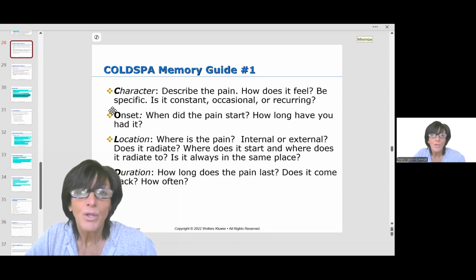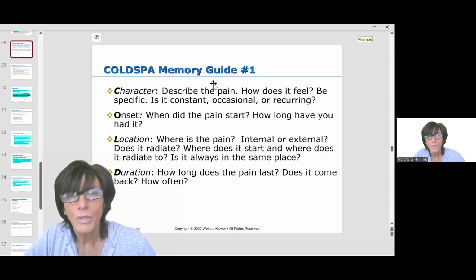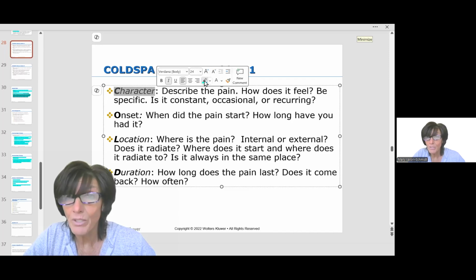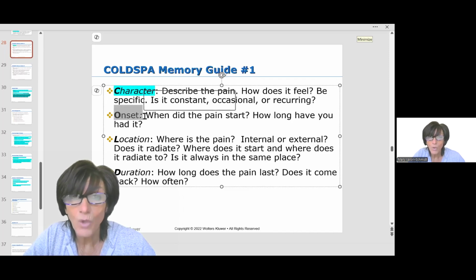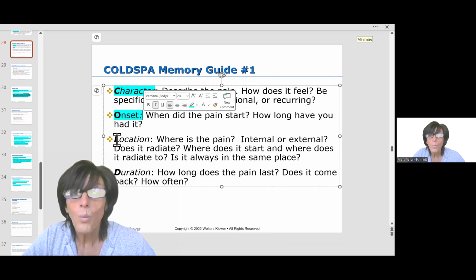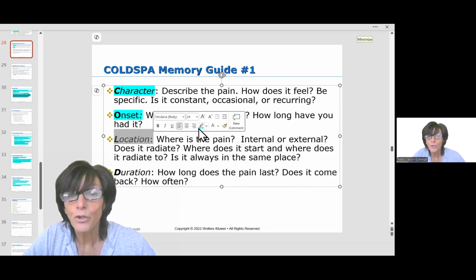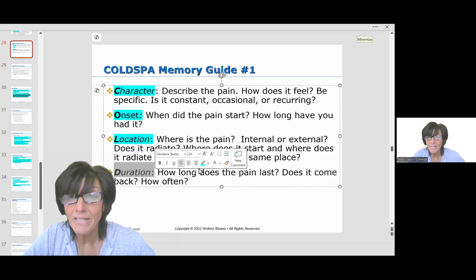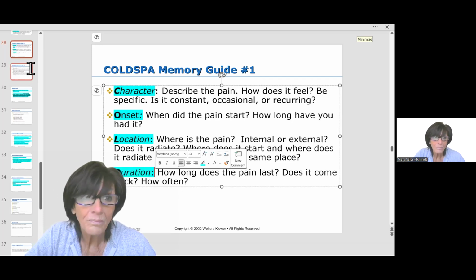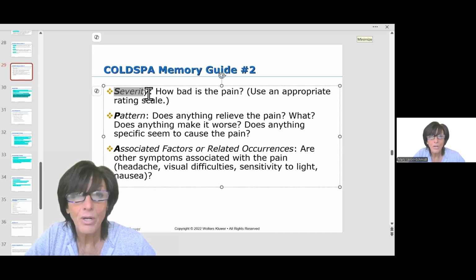Then this COLDSPA, that's one acronym that we can talk about. The character of the pain, describing it like we just talked about. When did it start? Okay. Where is it? Internal, external. Does it radiate? How long did it last? Right? Is it still there? Does it come and go? How bad is it? Put it on the scale.